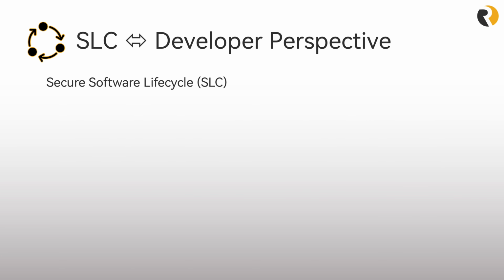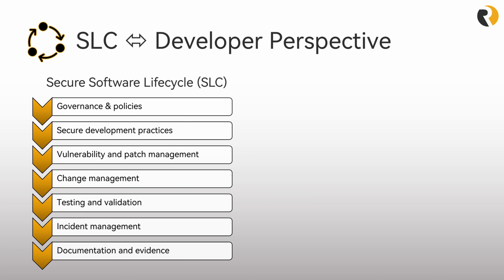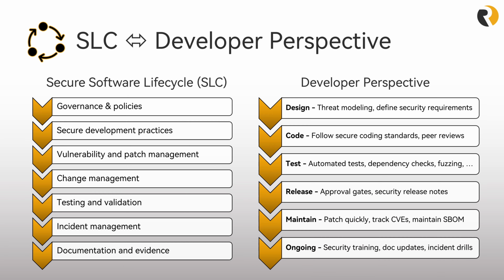The secure software lifecycle is a major part of MPoC. It is not enough to have secure code at one point in time. You must demonstrate that your organization has governance, training, and policies in place. You need defined development practices, patch management, change control, and testing activities. You must also be prepared for incident management, and most importantly, you need to maintain documentation and evidence that these processes are followed consistently.